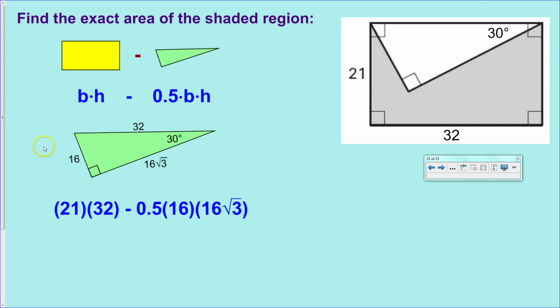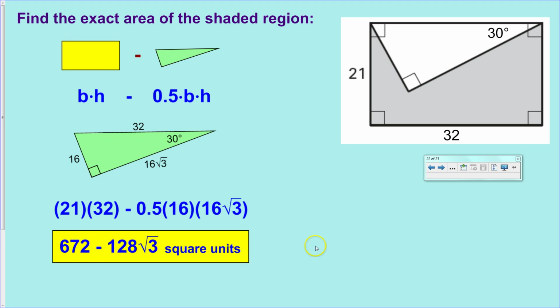Base and height of the rectangle are 21 and 32, minus 0.5 times 16 times 16 times the square root of 3. Don't give me a decimal answer. Give me an exact answer. So we're going to keep the radical in there, which means that you can't make it look all nice and pretty, but you can simplify it down. Just basically multiply all those numbers together, leave the square root of 3 alone, and you can multiply those two together. You cannot combine these terms because they don't have the same radical parts. They're not like terms. That's how your answer would look. And they didn't give us any measurement unit, so we just are going to say square units or units with a superscript 2.